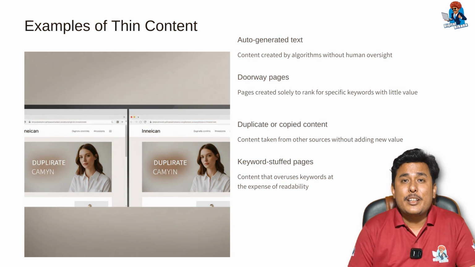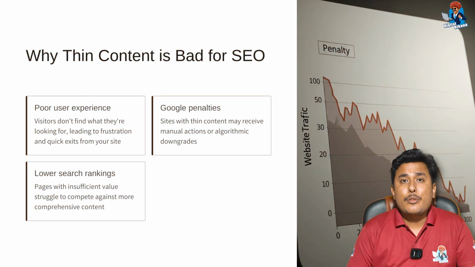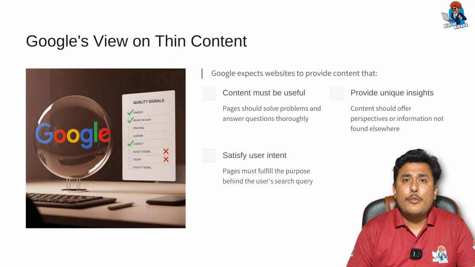Examples include auto-generated pages, doorway pages created just to rank, pages with only a few sentences, duplicate content, or articles stuffed with irrelevant keywords. Thin content frustrates users because it does not answer their questions. Google's algorithm, especially the Panda update, penalizes sites with thin content, leading to lower rankings or even de-indexing. Google wants to serve users with the best answers possible. If your page adds no new information compared to other pages, it's less likely to appear in search results.